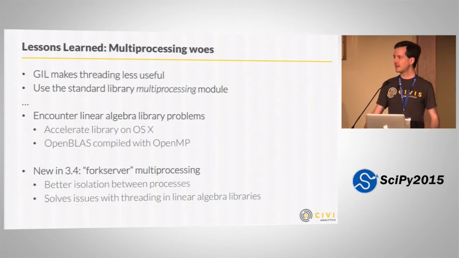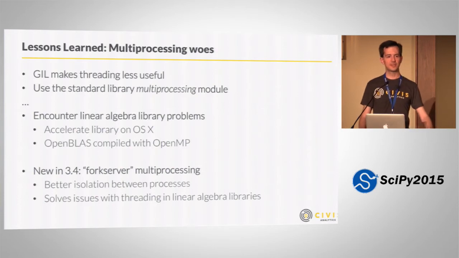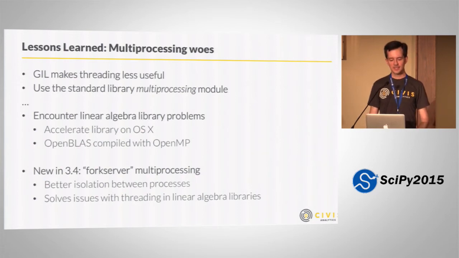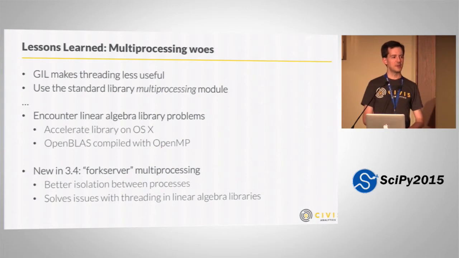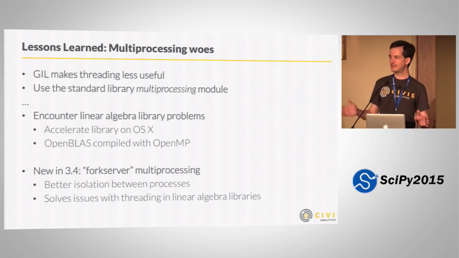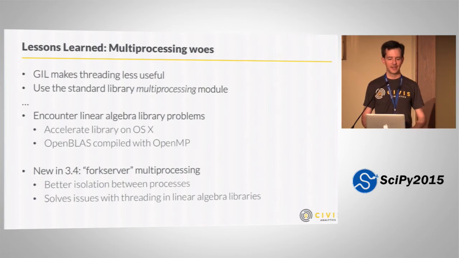I spent too long earlier this year just dealing with an interesting feature in some multiprocessing, in some linear algebra libraries. This applies in particular to the Accelerate library on OS X. It probably only matters if you're developing for OS X. It also applies to OpenBLAS compiled with OpenMP, but by default it doesn't, so unless you try to hit this with OpenBLAS, you won't.